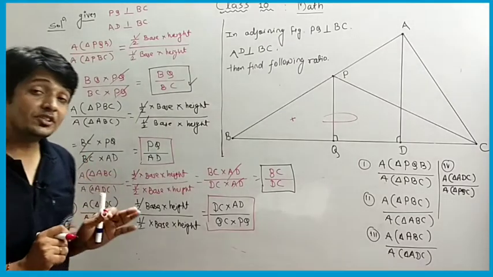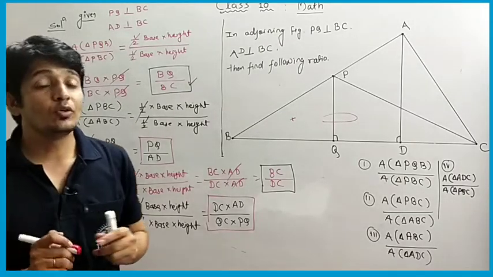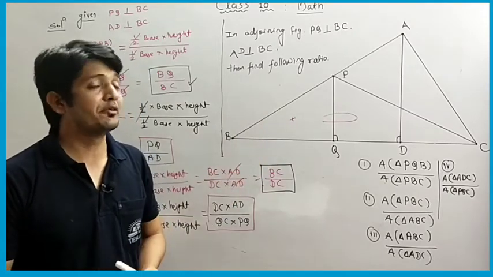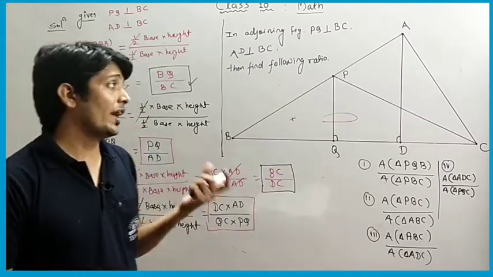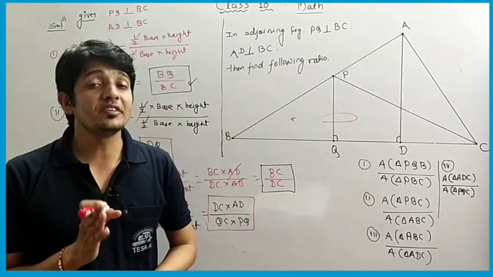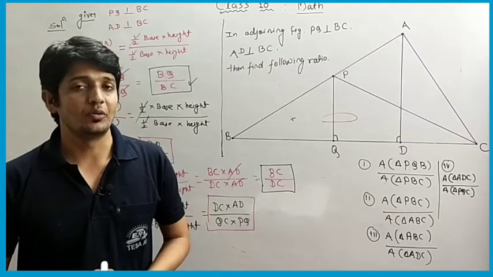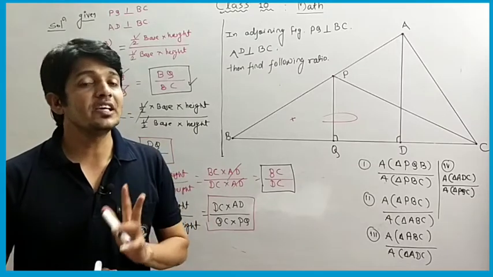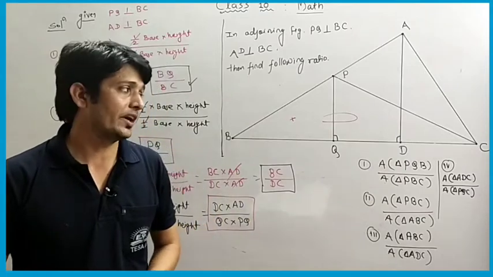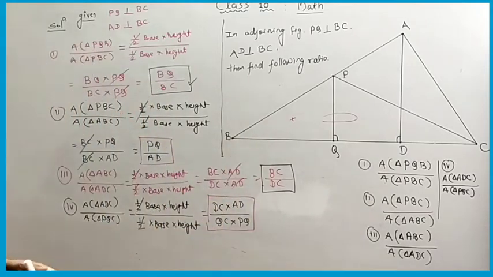Okay, so this is the way we have to calculate the ratio of two different triangles in the given figure. I hope you have understood. If not, then please repeat this video again. Then you will get each and every ratio of the given triangles. Okay, so write down.